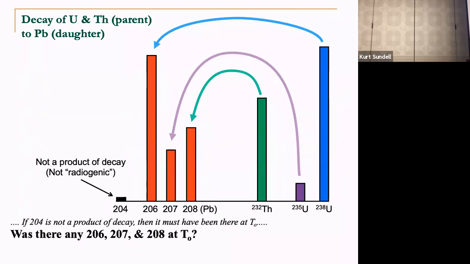We also get this guy, lead-204. Lead-204 is not a product of radioactive decay, but it's in your mineral when it crystallizes, right? So it's living there. We know it's there. We measure it on our mass spec. So what do you guys think that means for 206, 207, and 208? Were they around when that mineral crystallized?